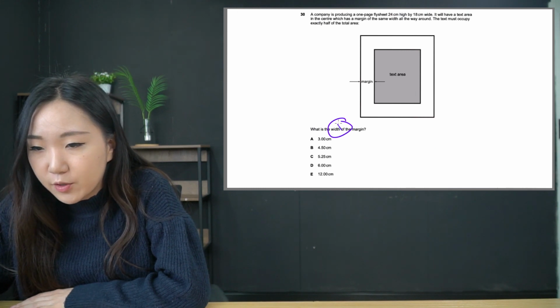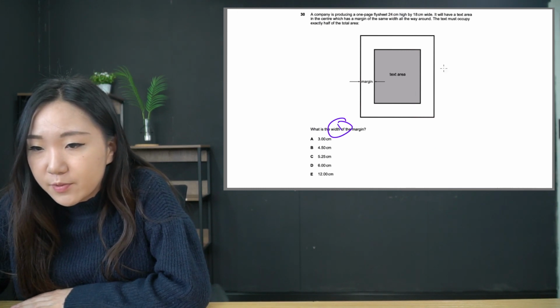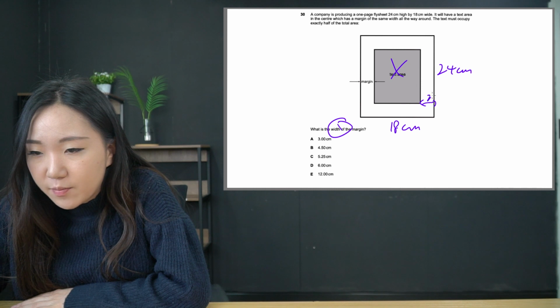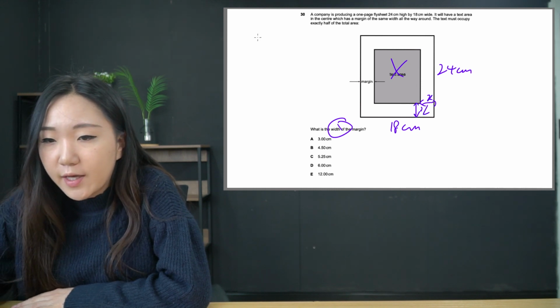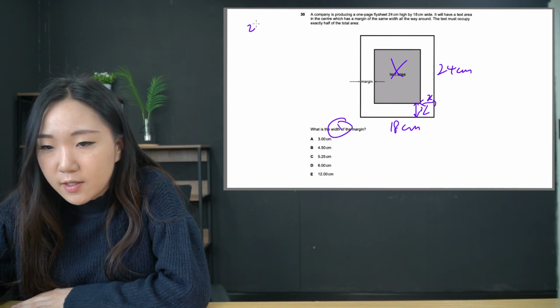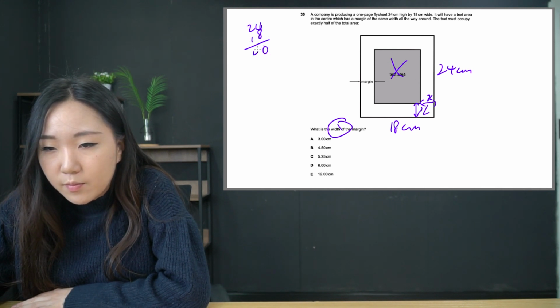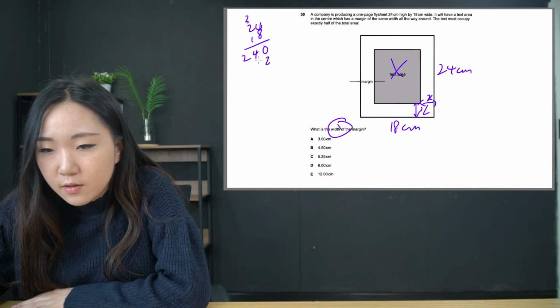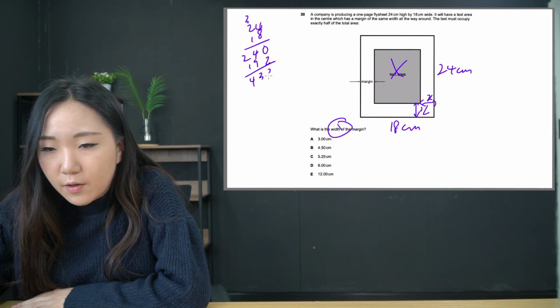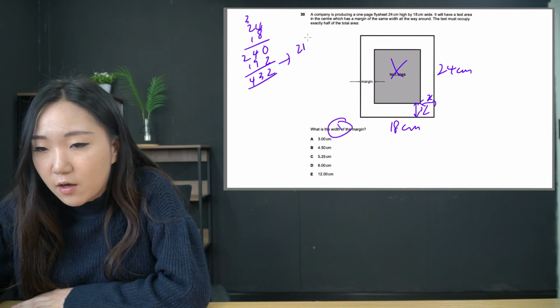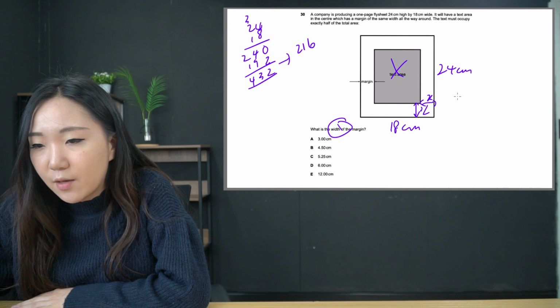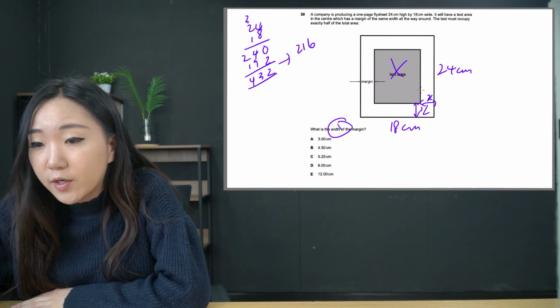So we've got width of the margin, this is the margin. Company is producing a fly sheet 24 centimetres high, 18 centimetres wide, text in the centre, same width all the way around, margin, so we're just going to call that X and X. Text must occupy half the total area. Okay, so first things first, let's work out the area. We know that the total area is 432, which means that half of it is going to be 216.